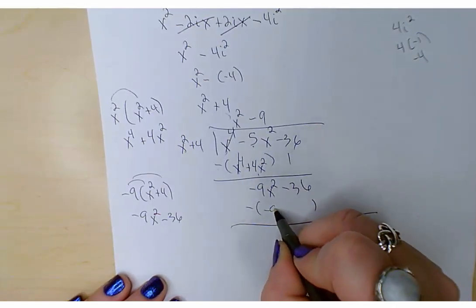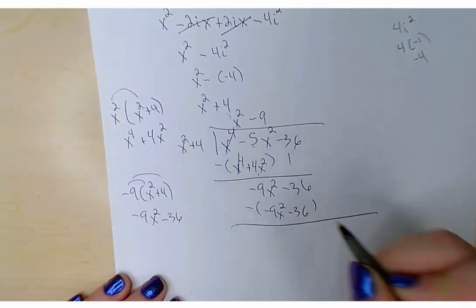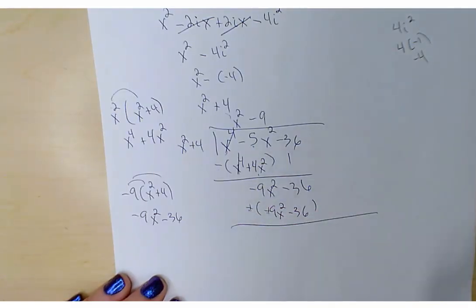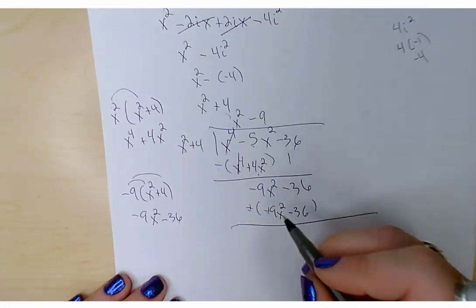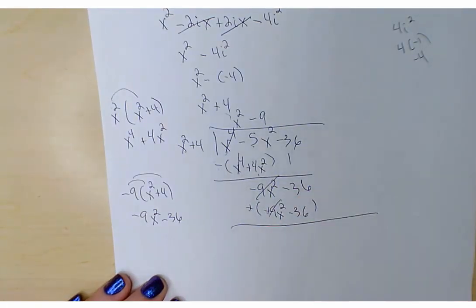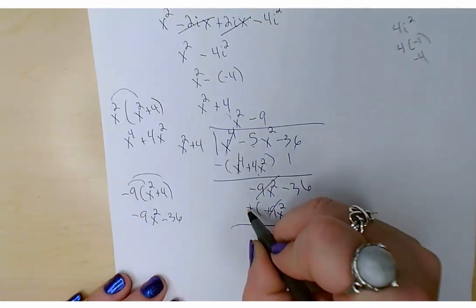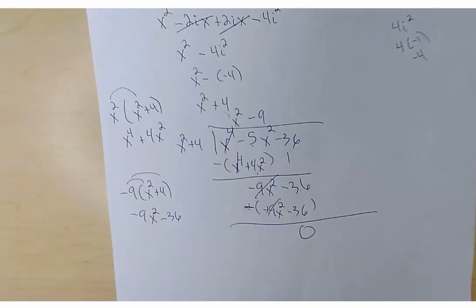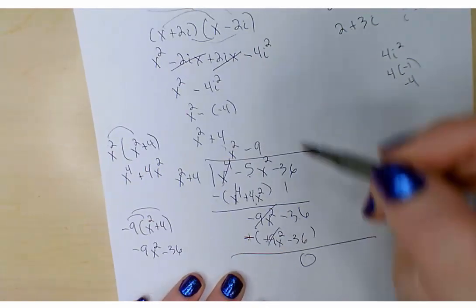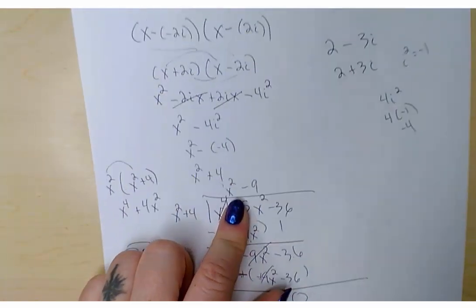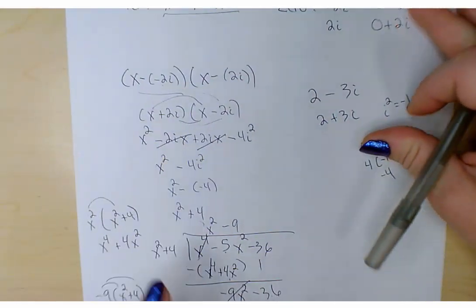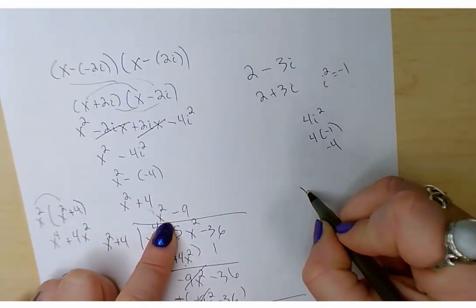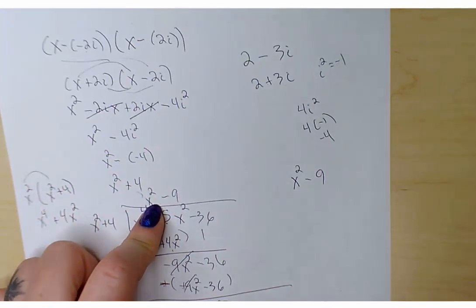Subtract that away. So let's see, when we subtract that away, negative 9 minus negative 9. Remember, that creates the double negative rule, making that negative 9 plus 9, which is 0. That disappears. Same thing with negative 36 minus negative 36. We get 0 as a remainder. So we used our 2 zeros here to create a quadratic that we then use to divide out, leaving us with x squared minus 9.